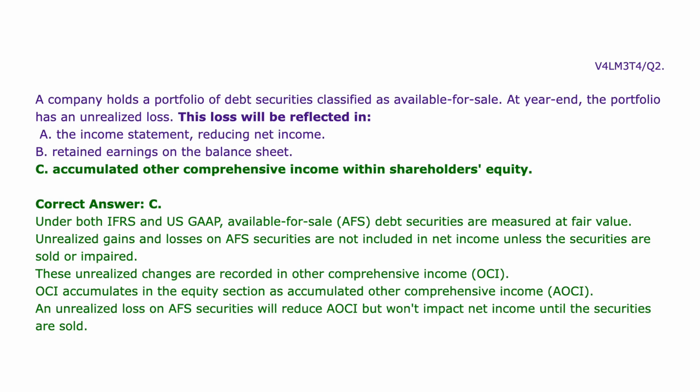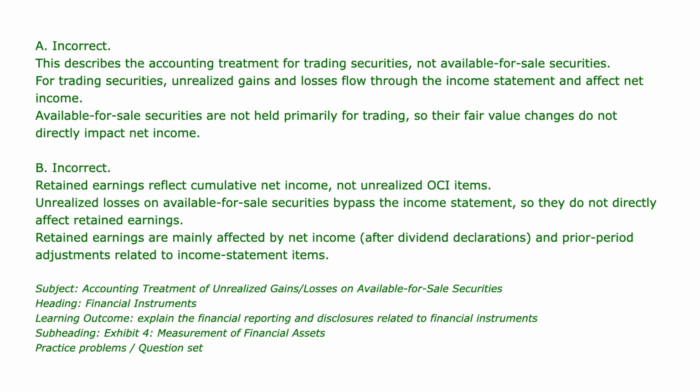Unrealized gains or losses on available for sale, or AFS, debt securities are recorded in other comprehensive income, or OCI, and accumulated in equity as AOCI, not in net income. A. Income statement applies to trading securities, not AFS. B. Retained earnings is incorrect because unrealized OCI items bypass net income and therefore do not affect retained earnings directly.